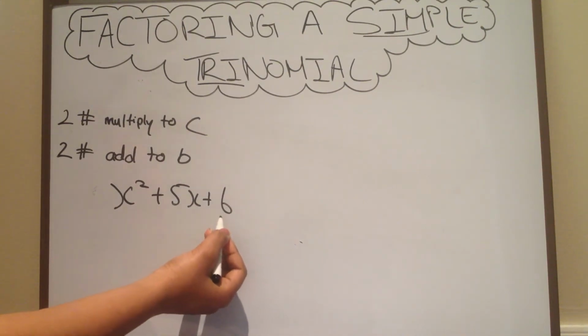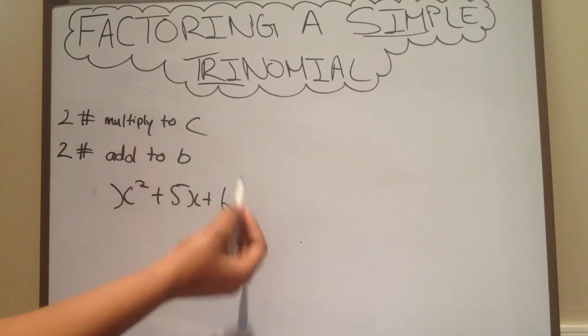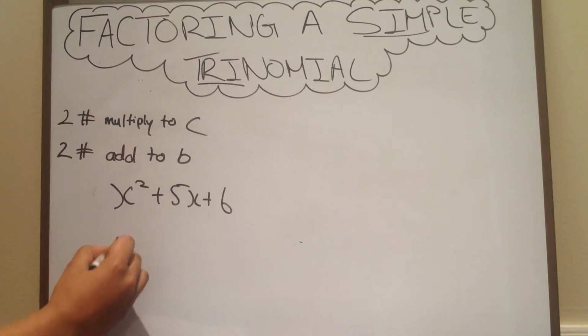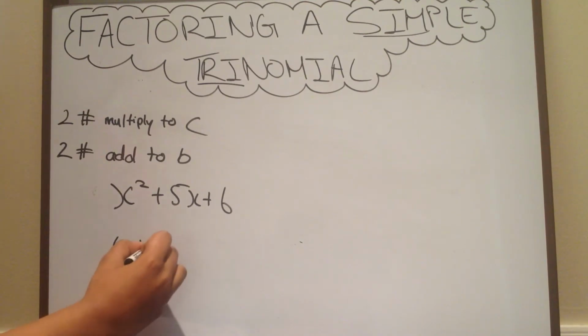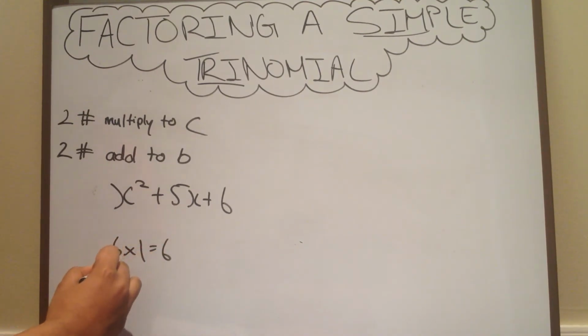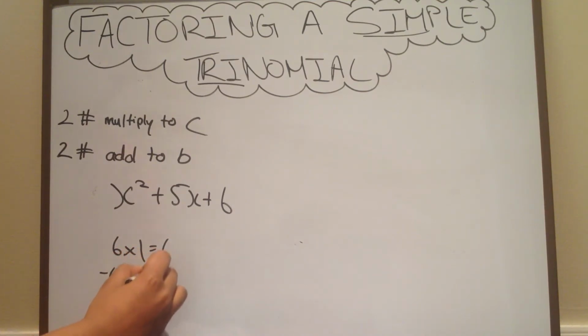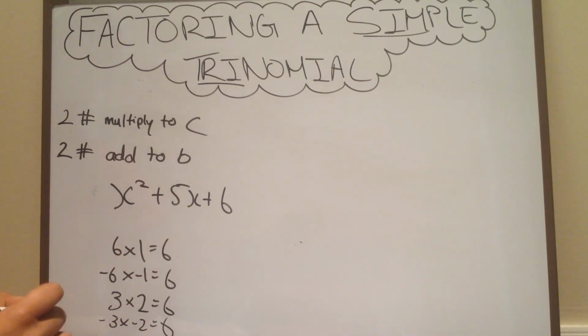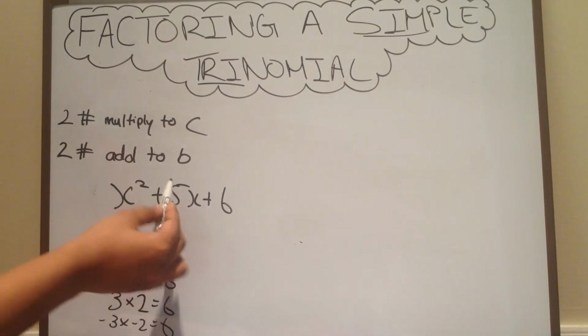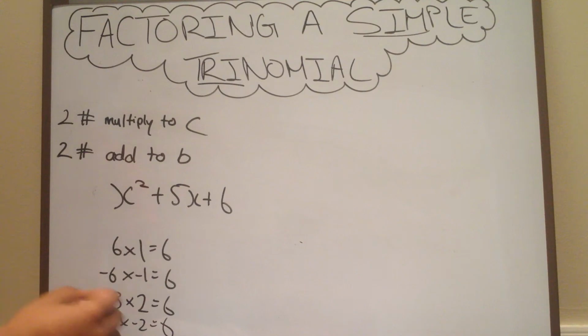So now which two numbers multiply to 6? There's 6 times 1 equals 6. You could do negative 6 times negative 1 equals 6. There's 2 times 3 equals 6. And negative 3 times negative 2 equals 6. So now you have to say, which of these pairs add up to 5? Because that's our b value.